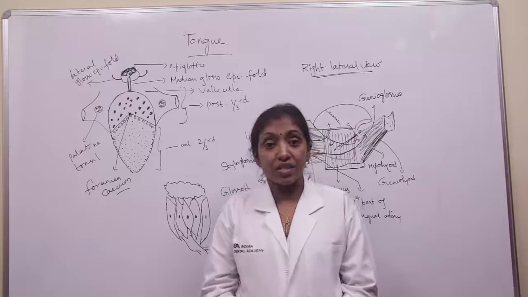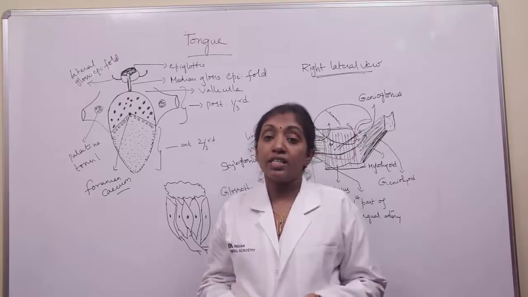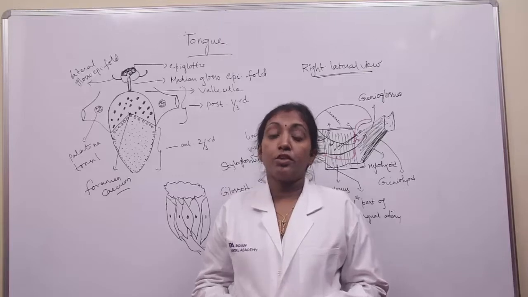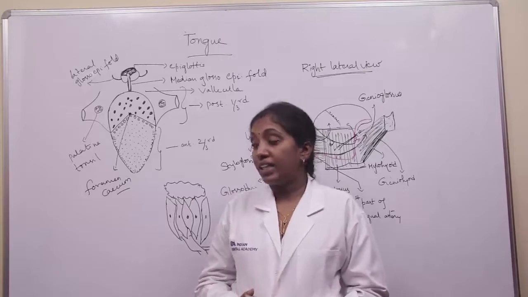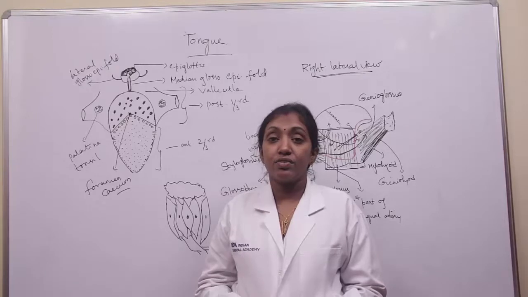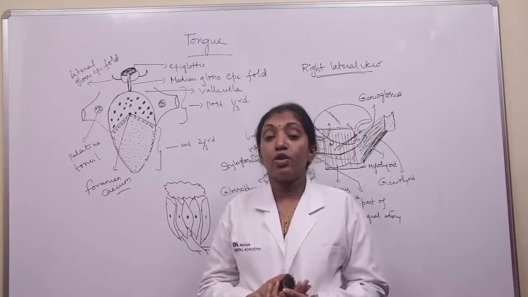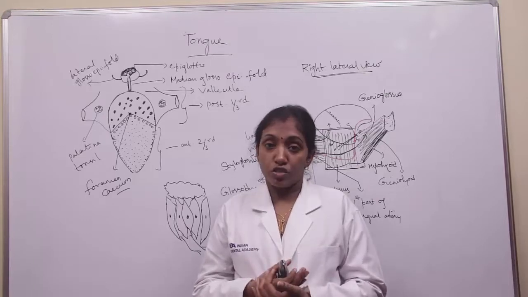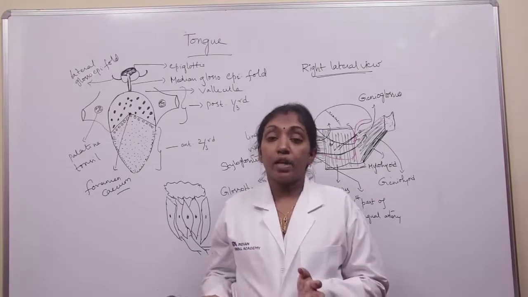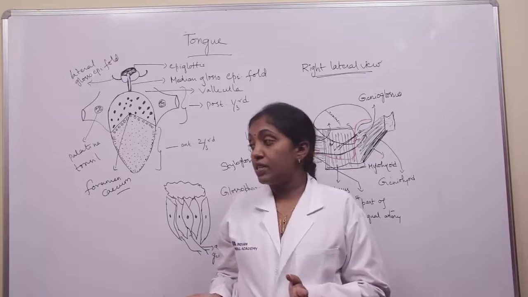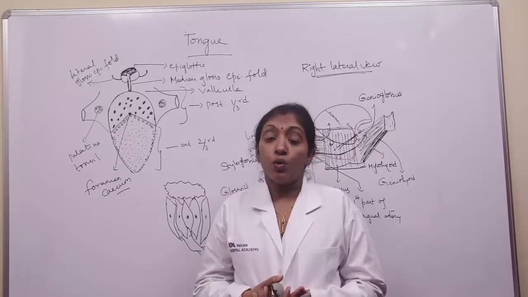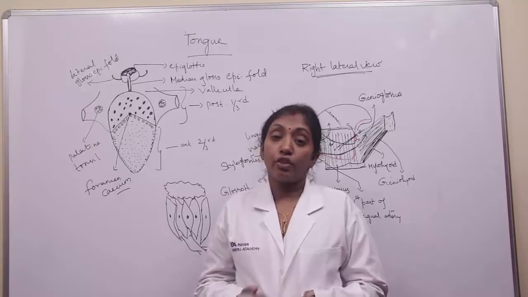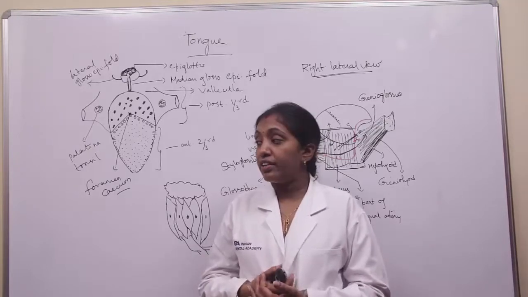And coming to the transversus linguae, it arises from the median fibrous septum, the fibers pass laterally and are inserted to the side of the tongue. And coming to the verticalis linguae, it arises from the dorsum of the tongue and is also inserted to the lateral margins of the tongue. Transversus linguae decreases the width of the tongue, and verticalis linguae increases the width of the tongue. So that's about the intrinsic muscles.